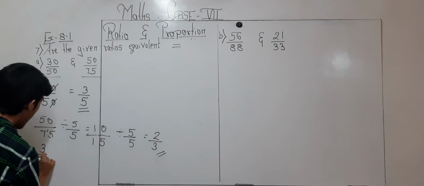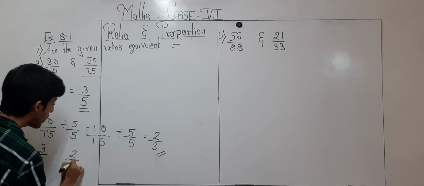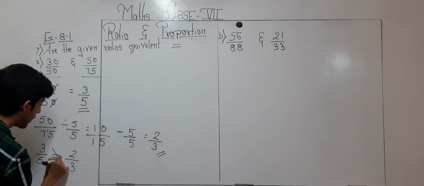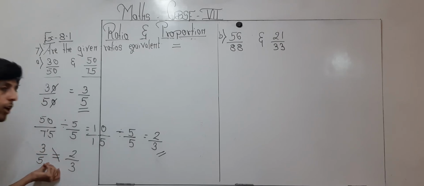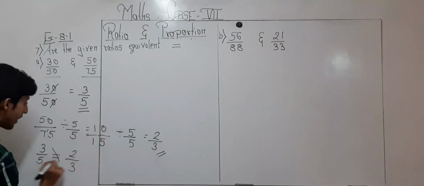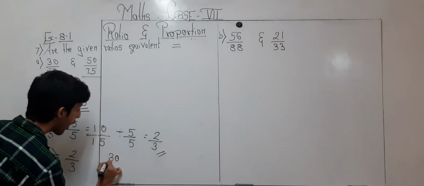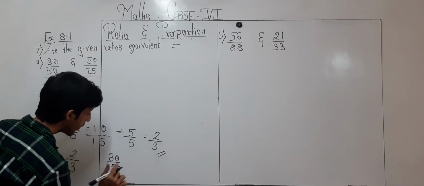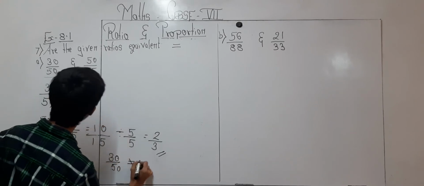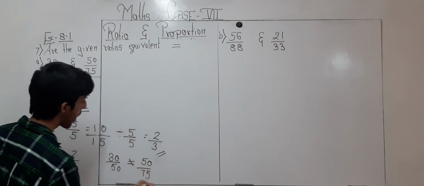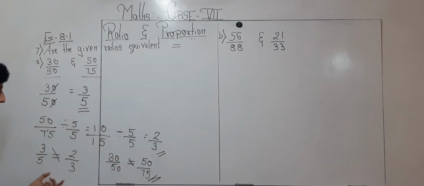Are 3 upon 5 and 2 upon 5 equal? Are they equal? No. So which sign? This is the sign of non-equivalent. So that's why I will be telling that 30 upon 50 is not equivalent to 50 upon 75. Okay, understood?